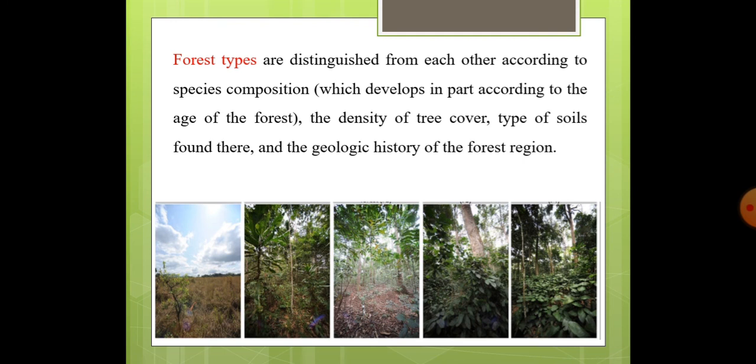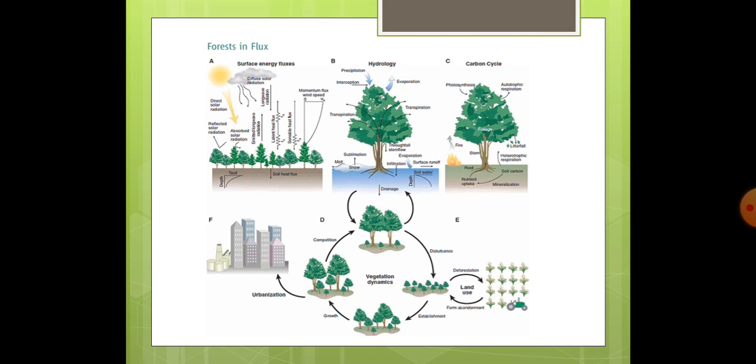Forest types are distinguished from each other according to species composition, the density of tree cover, the types of soils found there, and the geological history of the forest region. Due to this, we see that different types of forest are found in different geographies of the world. This is the forest influx, where we can see that soil erosion is prevented, nutrient cycles are maintained, energy is maintained, temperature is maintained, and this is all because of the forest which is present.